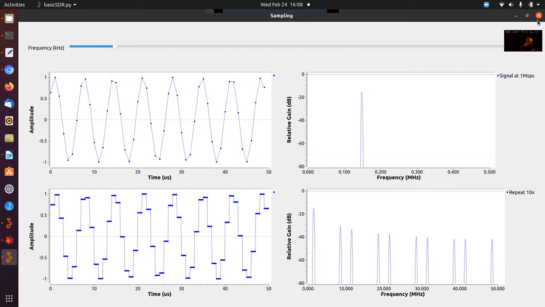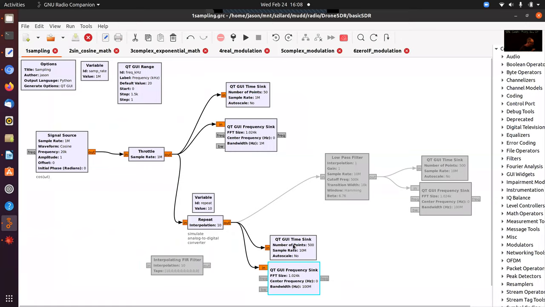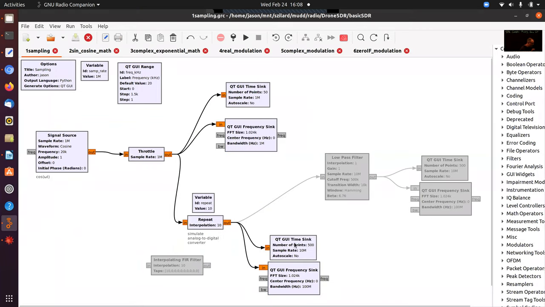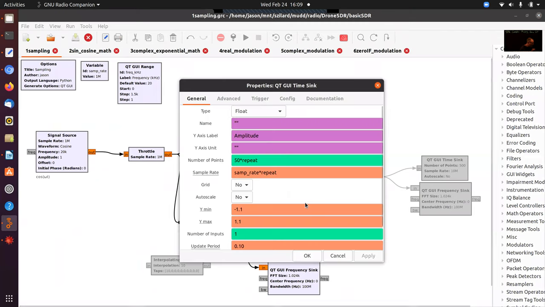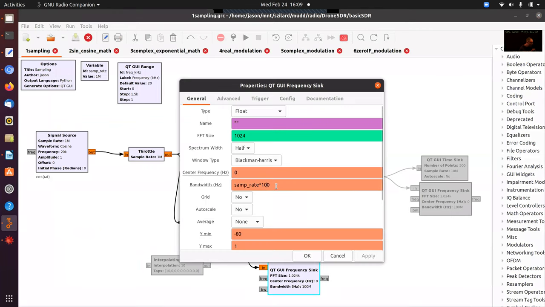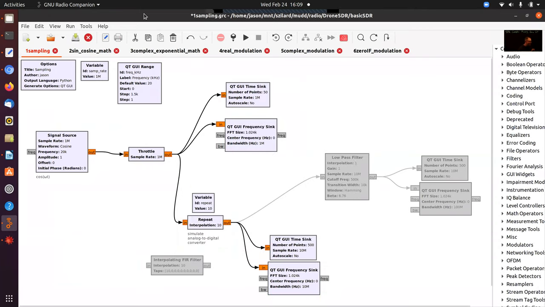I'm a little confused. I think I have a math error. Let me just see. Sample rate. Oh, 50. Let me see here. Sample rate times repeat, I should say. I found a bug. All right.